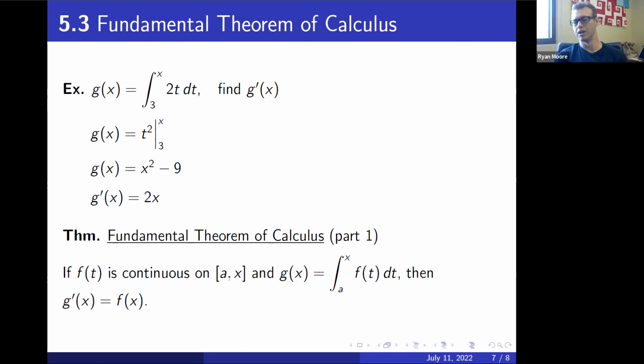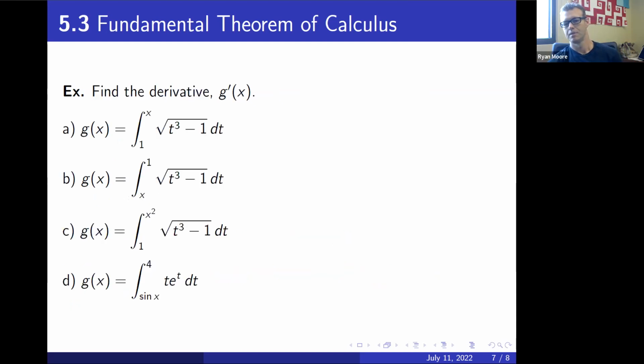Okay, so we're going to do a few examples with this. We're going to mix things up a little bit, have some fun with it. We're going to take a look at these. We're asked to find the derivative g prime of x. Notice the first 3 examples we'll look at are very similar. So we'll increase the complexity a little bit and look at square root of t cubed minus 1.